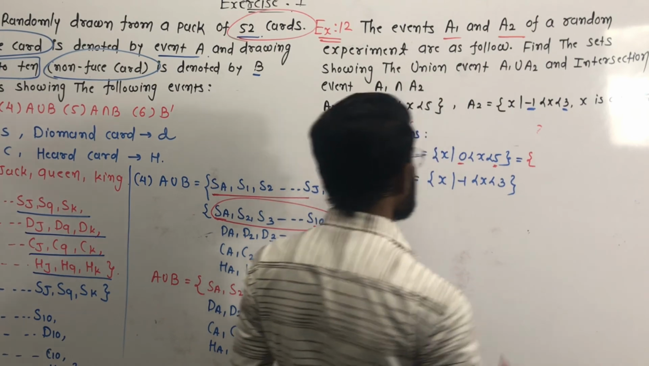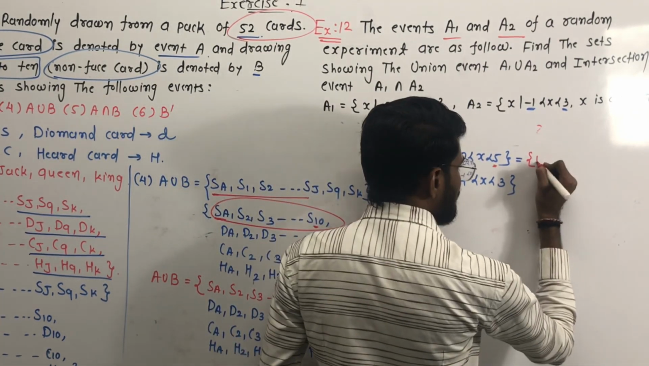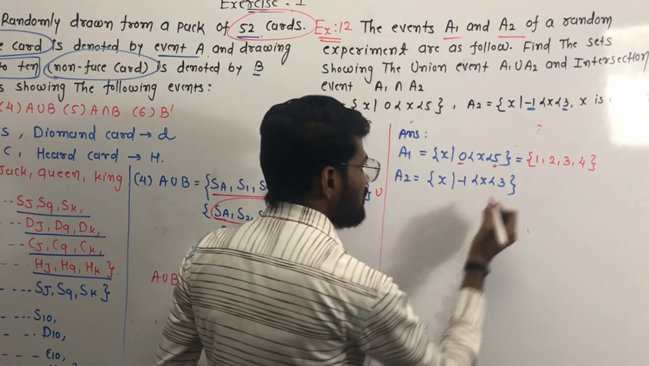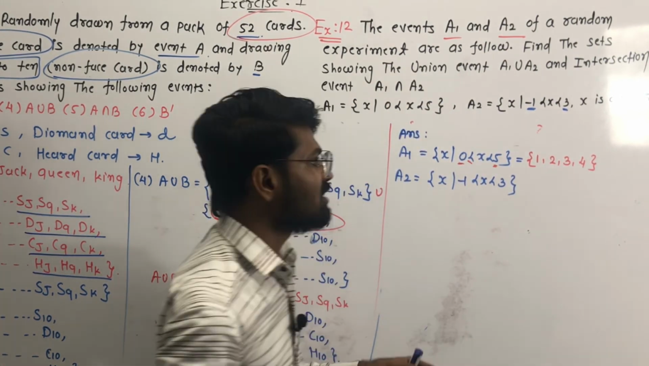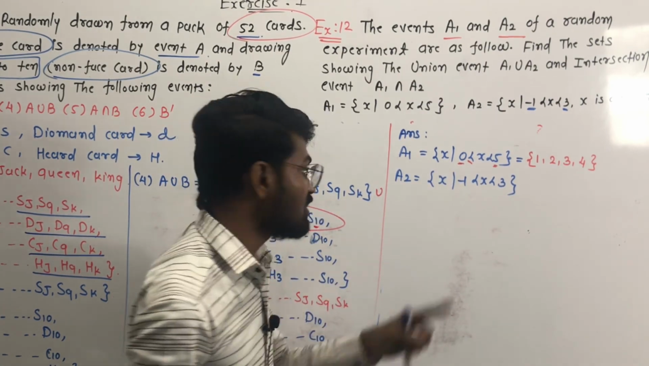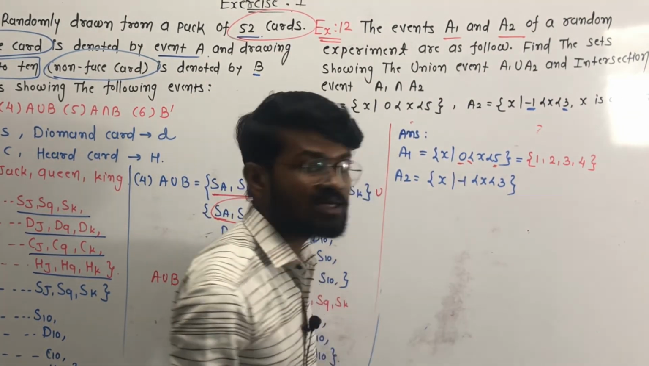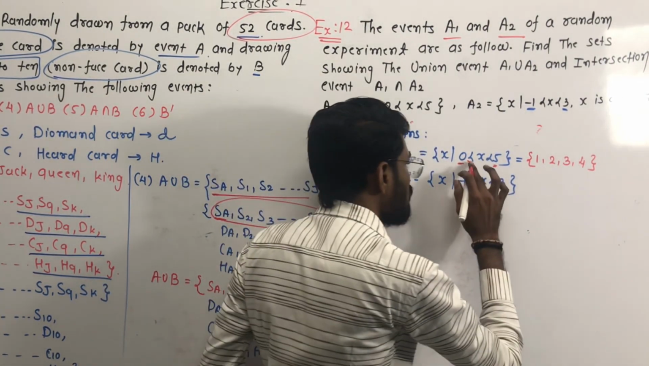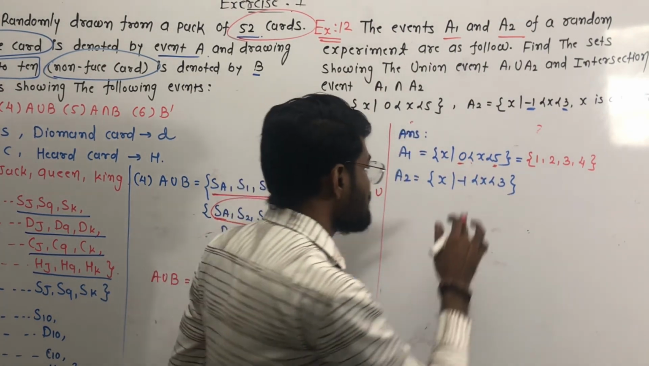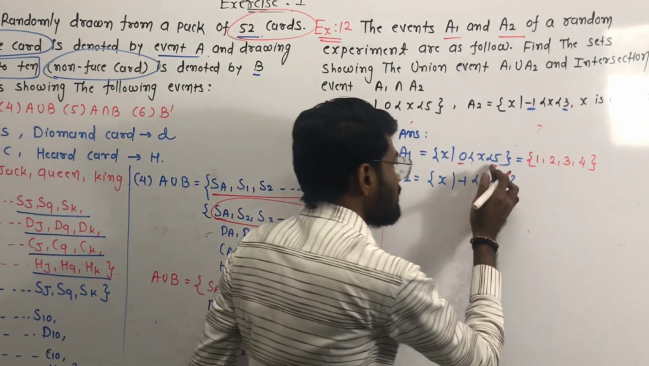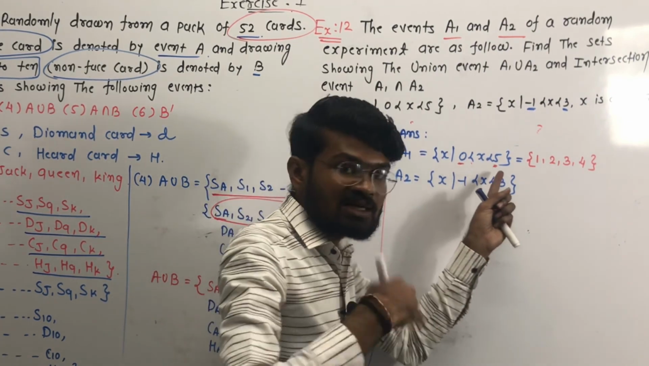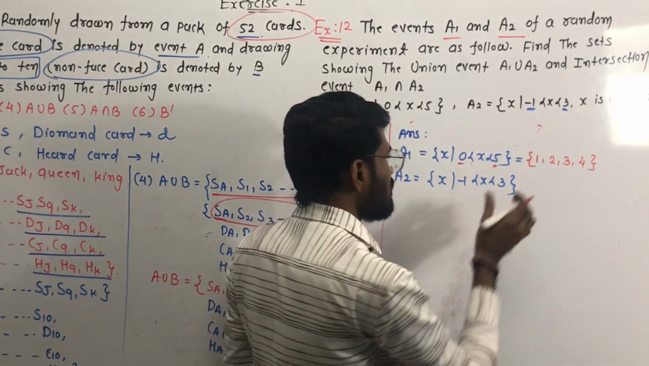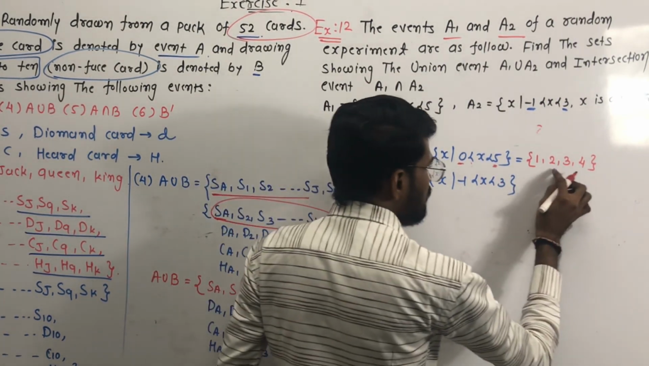From this we can write that the value of X is in between 0 to 5. So the elements of the event A1 are 1, 2, 3 and 4. We can't write 0 and 5 here. Why? Because there is no less than or equal to, there is only less than. If there were a less than or equal to, then 0 would be included in A1. Only less than means 0 is not included. Same here, only less than, so 5 is not included in A1. So the elements of A1 are 1, 2, 3 and 4.